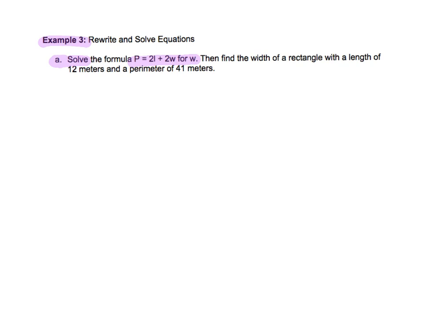P is perimeter, and that can always be found by finding the sum of 2 lengths and 2 widths. So let's go ahead and take a second and use our SADMAP to solve this equation for W. So we have P equals 2L plus 2W.